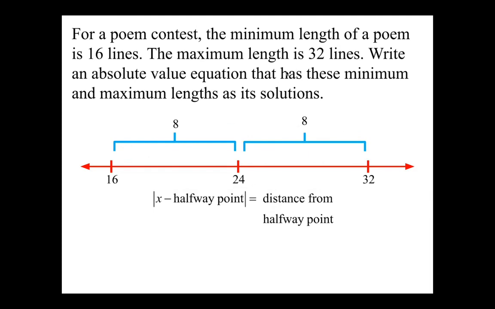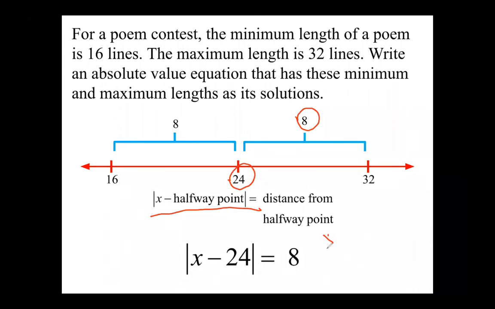Now that you have both your halfway point and the distance from the halfway point, you can go ahead and set up this equation. So absolute value x minus your halfway point 24 will equal your distance from your halfway point, which is 8. And if you were to solve this equation by creating two different standard equations, which would be x minus 24 equals 8 and x minus 24 equals negative 8, you would find that your two solutions would be 16 and 32.